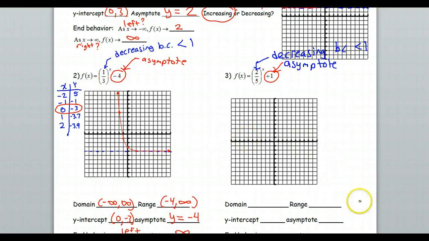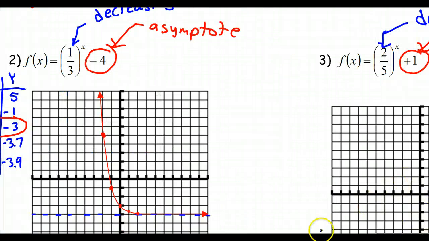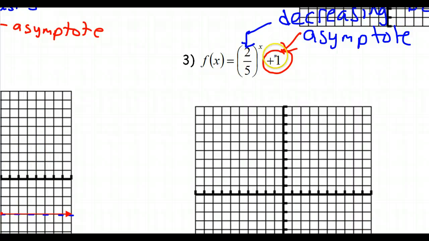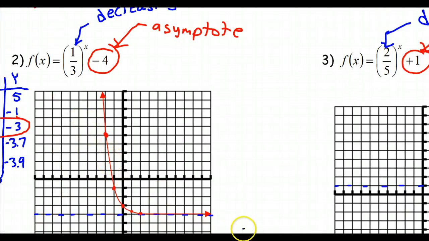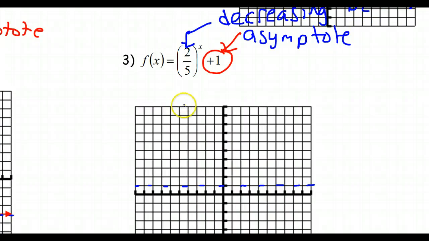Alright, so in fact I'm going to go ahead and draw that asymptote in. So there's going to be an asymptote at +1, so that's going to be like this. Let's go ahead and draw that in as a dotted line. Let's put this in our calculator. So this should be decreasing with an asymptote at 1, so this graph should be similar to number 2 in the fact that it should be getting less as I go from left to right. To the calculator, 2/5 to the x power +1.